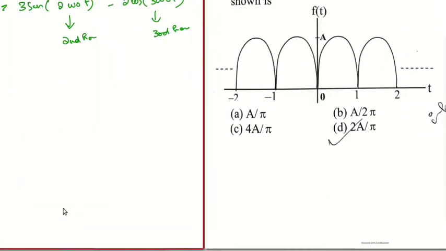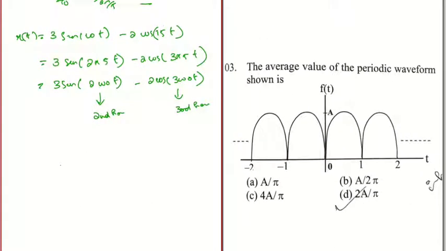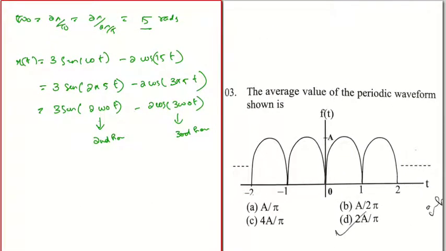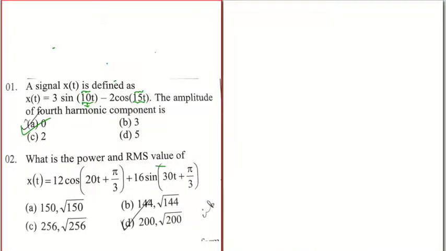So, the coefficient of the second harmonic is 3 and the coefficient of the third harmonic is minus 2. There is no component like 4 omega 0. That means the coefficient of the fourth harmonic is 0. So, I can say that the answer is 0. Option number A. Okay. Now, we will do the next question.